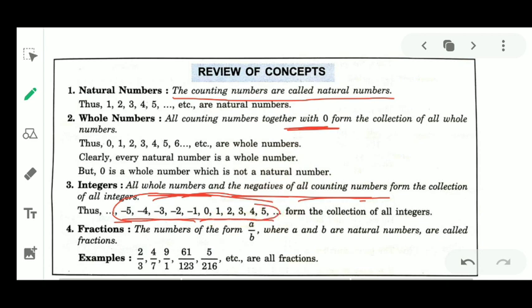Now fraction. The number of the form a by b, where a and b are natural numbers, are called fractions. For example, 2 by 3, 4 by 7, 9 by 1 are examples of fractions, or you can say rational numbers. Now moving to the chapter, we have terminating decimal.